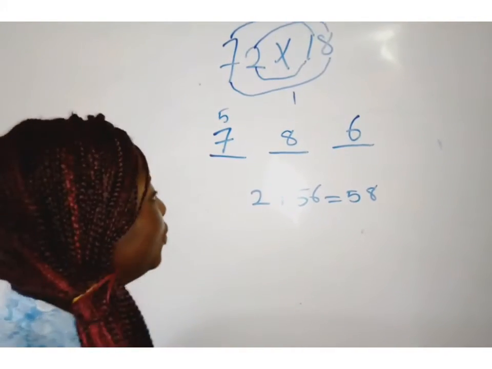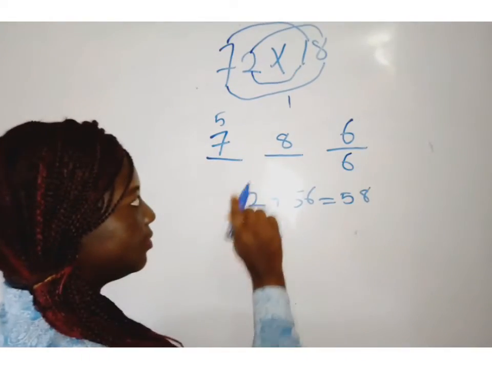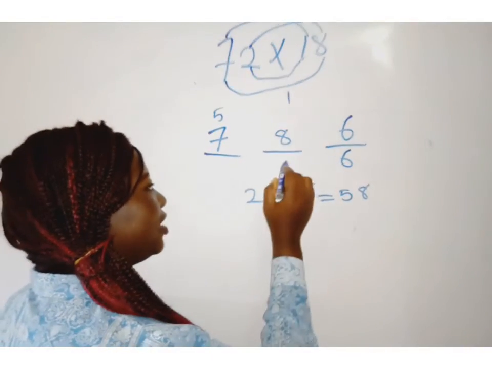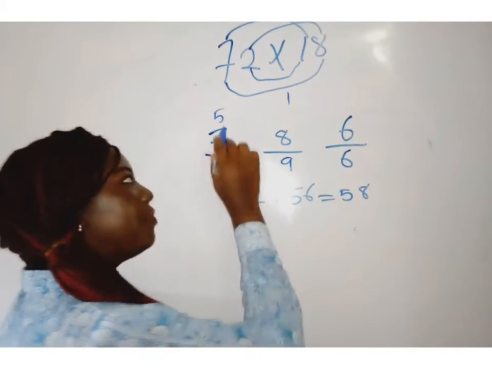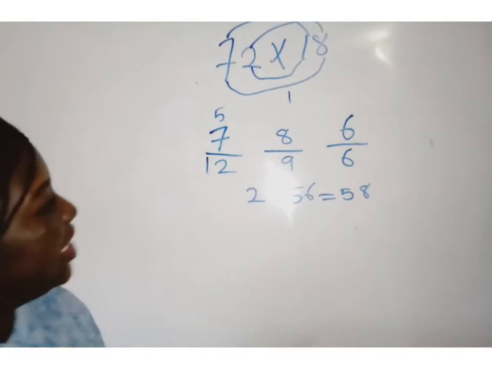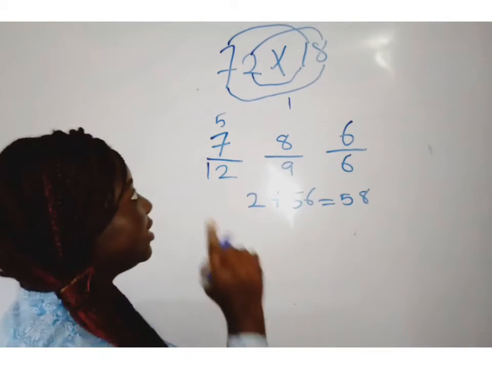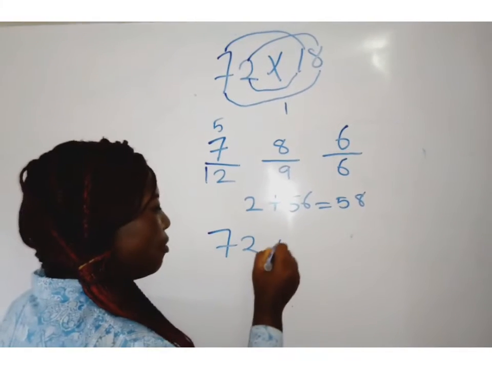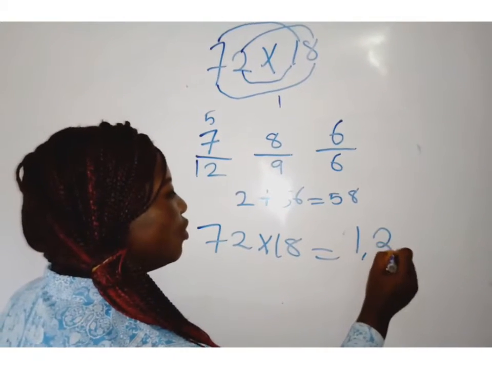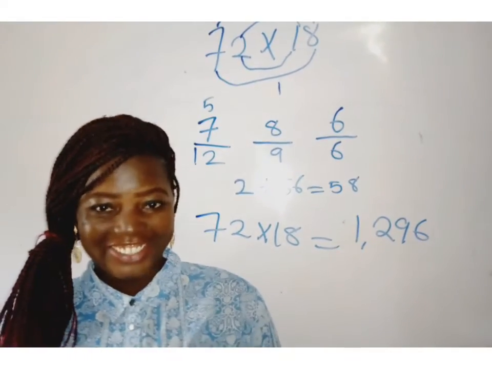Now the next thing to do is to add everything together, which is 6. 1, remember we kept 1 here. That's 1 plus 8 will give us 9. 5 plus 7 will give us 12. So that means our answer is 1296. That means 72 multiplied by 18 will give us 1296. Should we try another one?